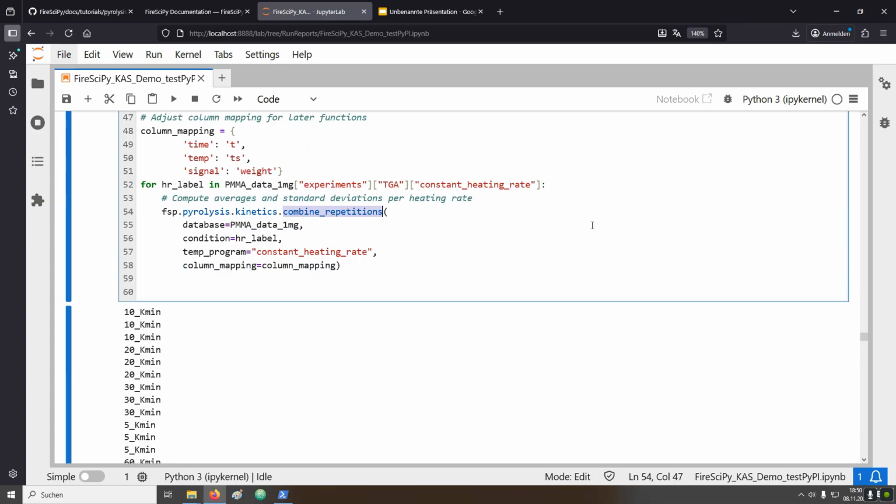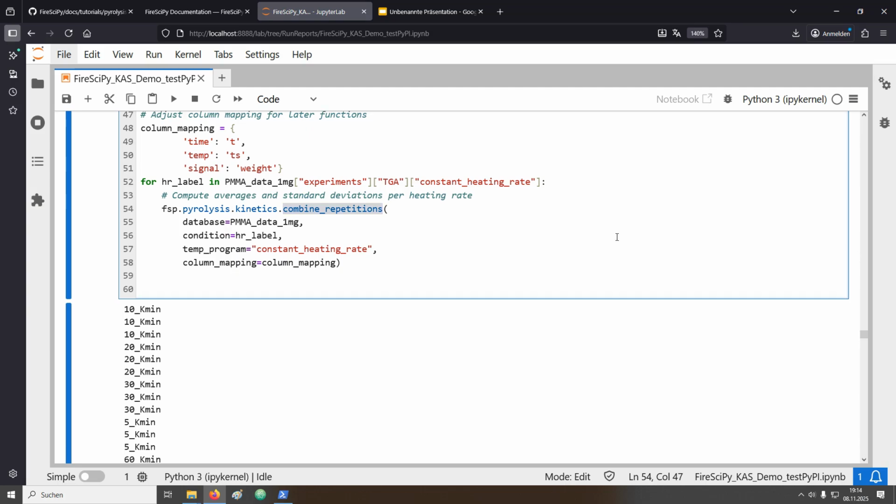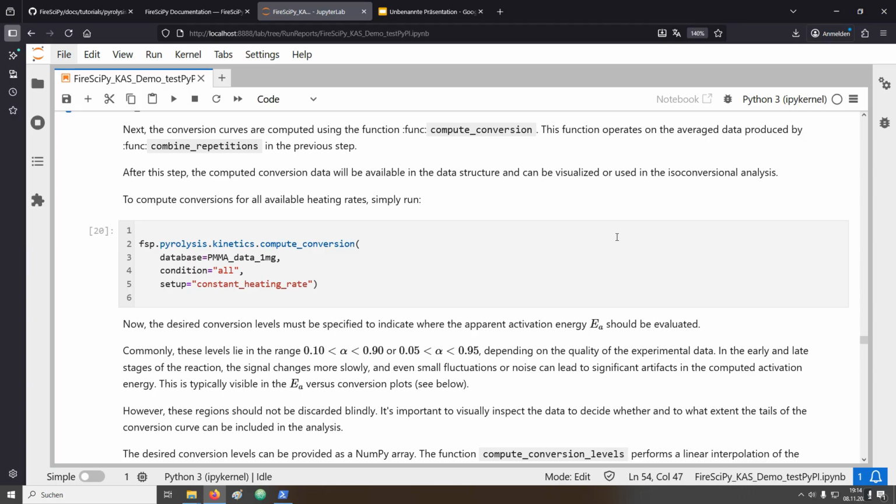Finally, the repetitions are combined. This computes the averages and standard deviations of the temperatures and the sample masses for any given heating rate. These averages are then later used for the kinetics computations. Now the conversion levels are computed for the averages of the heating rates. With this, we are at the same state that I manually created in the previous video with the data from the models. The now following steps are the same.